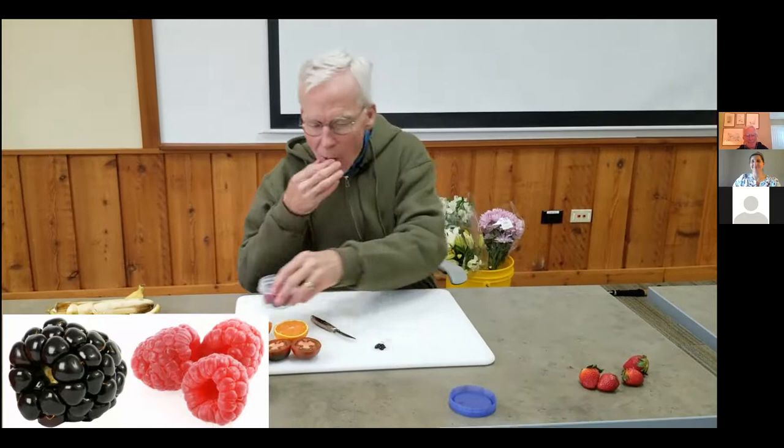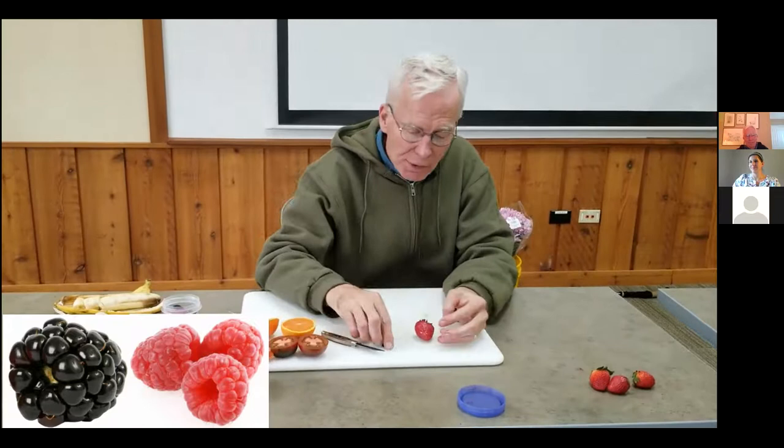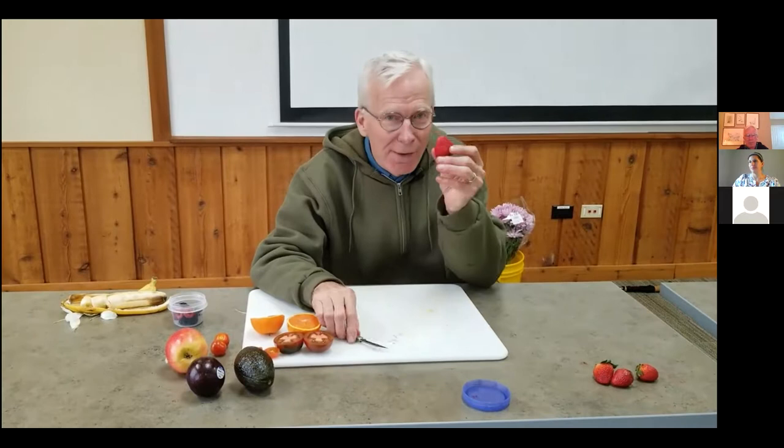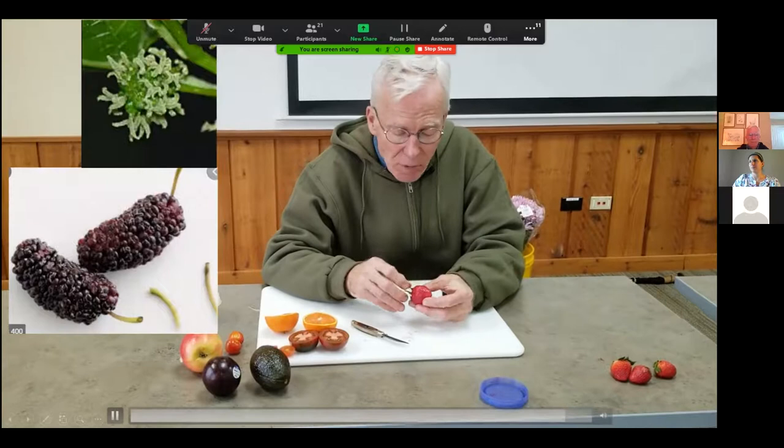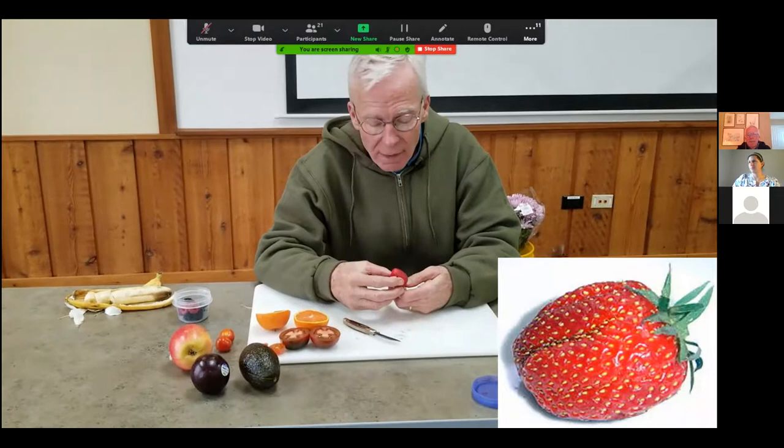And the last thing I wanted to show you is an aggregate. This is another thing you called a berry, right? A strawberry, but it's not a berry. In fact, the part you're looking at here, almost everything you eat when you eat this is the receptacle of the flower.